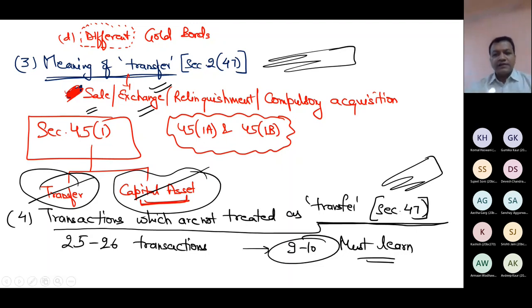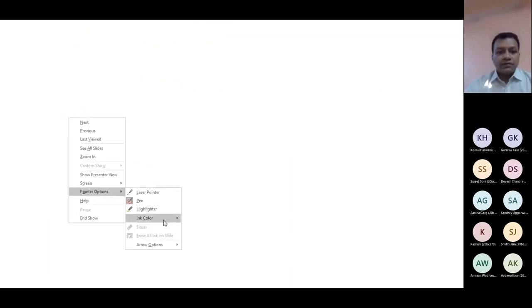So within section 47 now, you have to write something. So I'm still continuing with the fourth point. Transactions which are not treated as transfer.